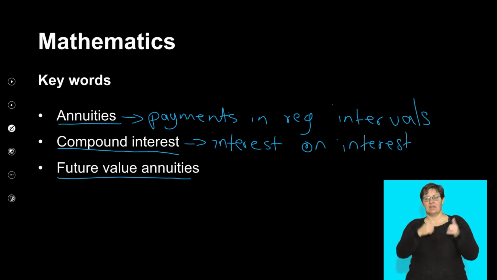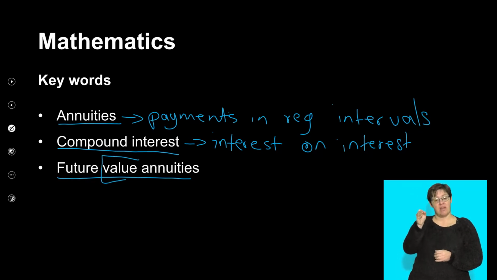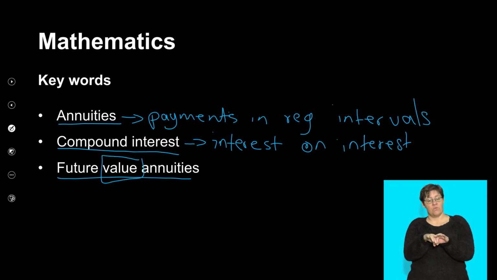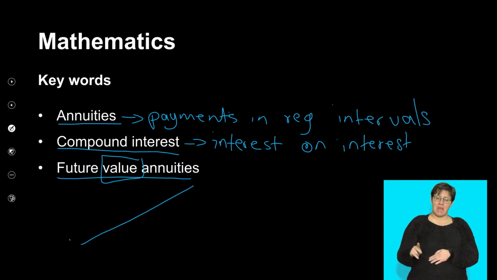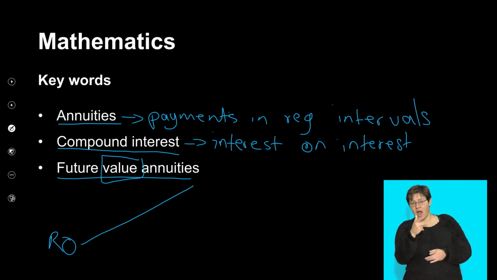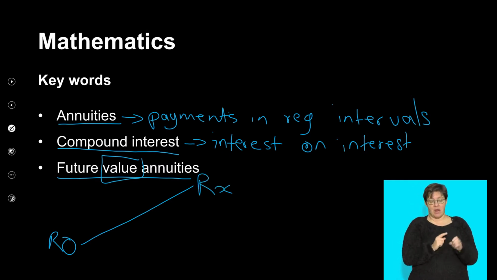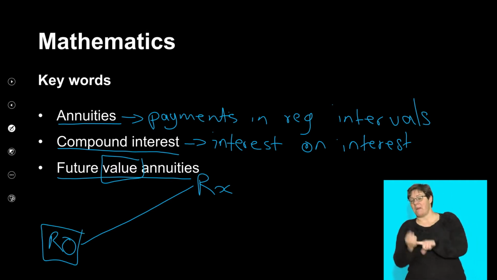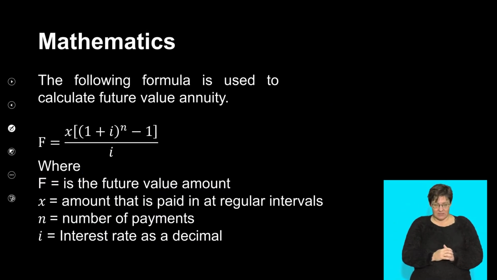Then, the last one is the future value annuity. Future value annuity, this is to make regular payments in order to move from 0 rands in your bank to an X amount of money in your bank, which is normally more than what you started with, right? That's what future value annuity is about.